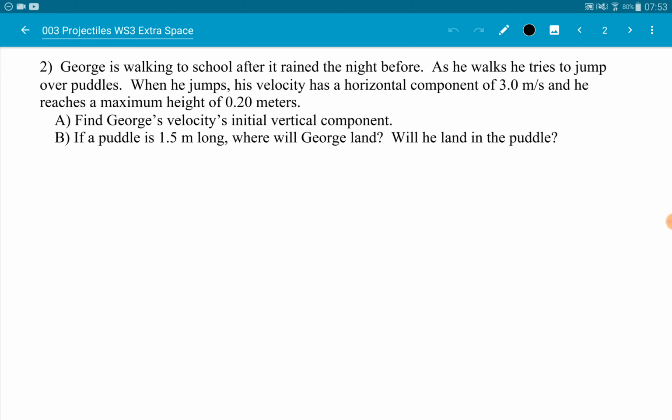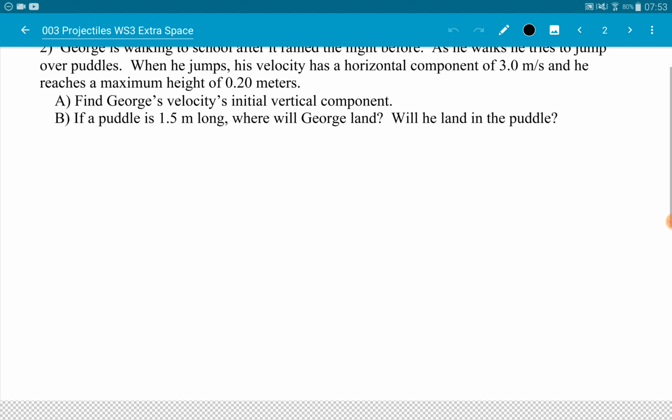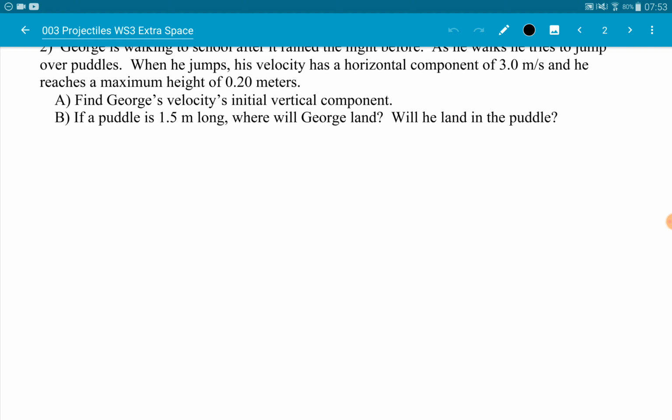Isn't that fun? And when he jumps, his velocity has a horizontal component of 3 meters per second, and he reaches a maximum height of 0.2 meters. A: Find George's initial vertical velocity. And B: if the puddle is 1.5 meters long, where will George land? Is he going to land in the puddle?